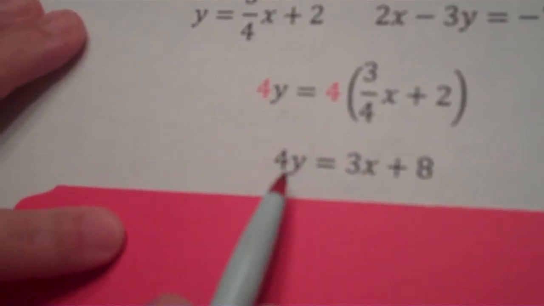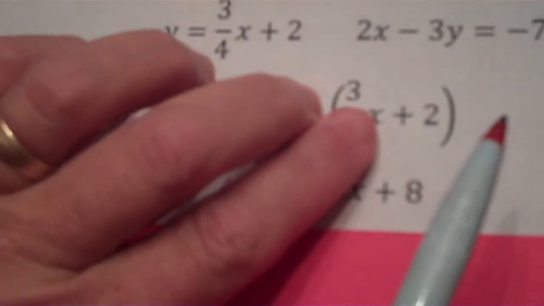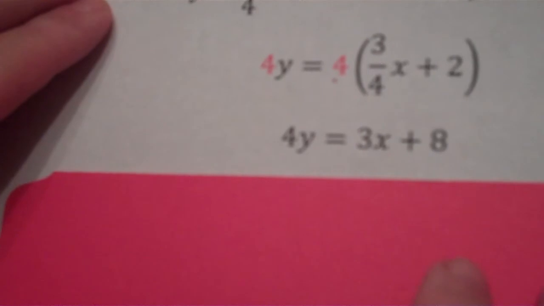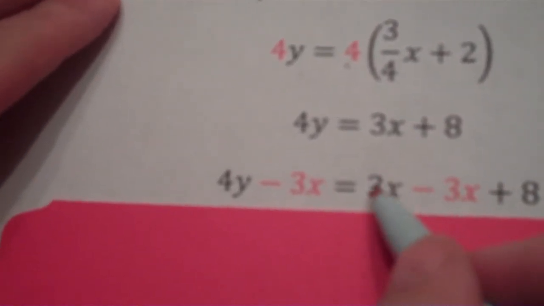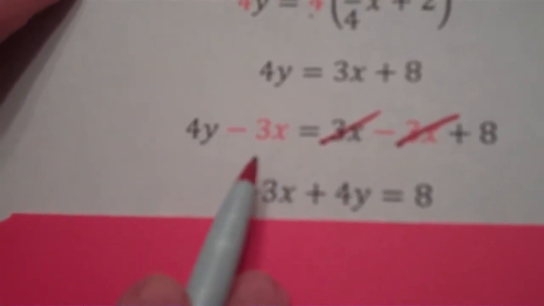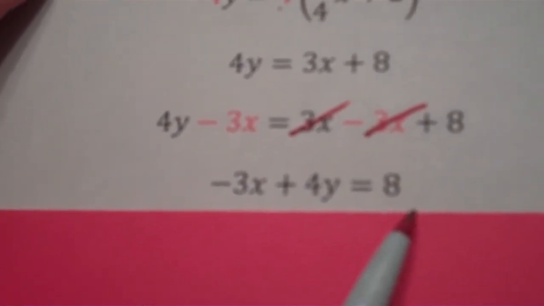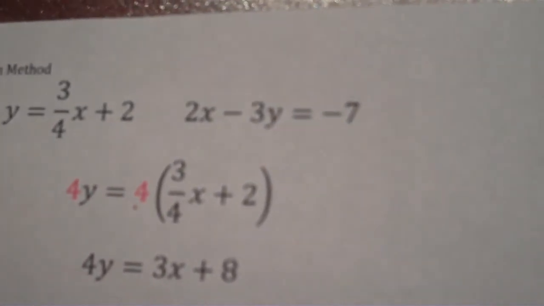Doing this, 4 times y, of course, is just 4y. 4 times 3/4 will cancel my 4's, and I'll just be left with 3x. And my 4 times 2 is 8. Now, I merely subtract 3x from both sides of the equation. Over on the right side, those terms cancel, and I'm left with, if I put it in the proper order, negative 3x plus 4y equals 8. Now let's go ahead and bring down our other equation, which you recall was 2x minus 3y.